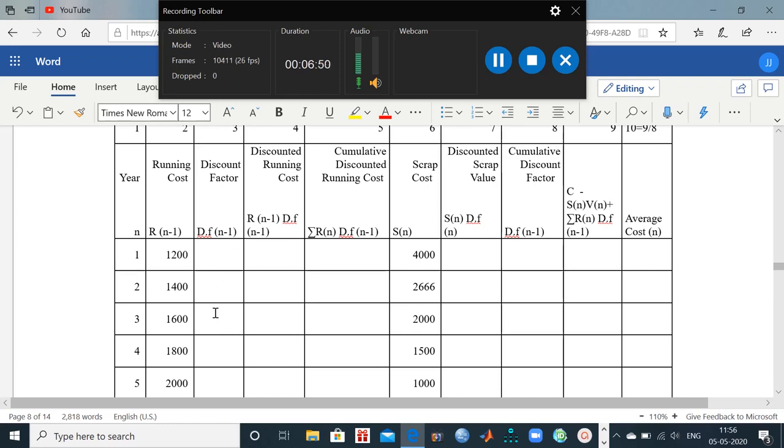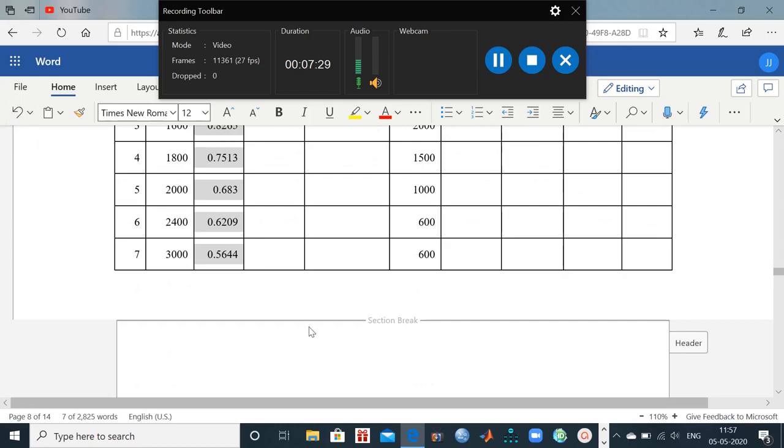And for the third year, it should be 1 divided by 1 plus r by 100 to the power of 3 minus 1, which is 1 divided by 1.1 raised to the power of 2. So it's 1 divided by 1.21, which could be around 0.8326 and so on. So we calculate the discount factor with that formula of 1 divided by 1 plus r by 100 to the power of n minus 1. This is for the running costs. So if we do these calculations, I think this is what we should be having.